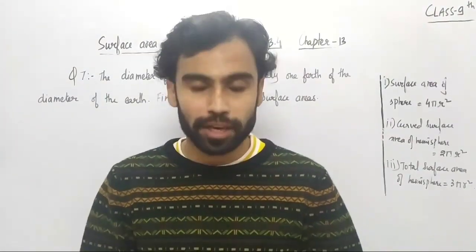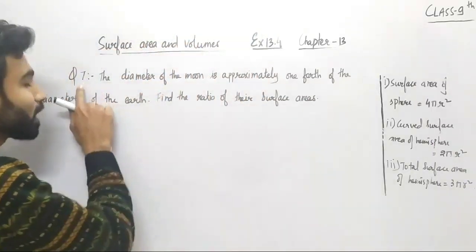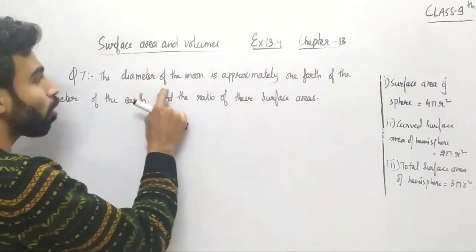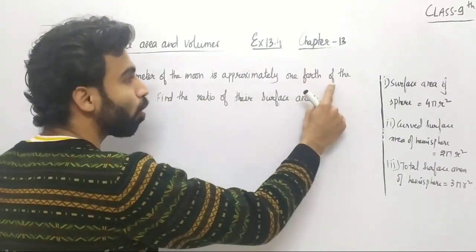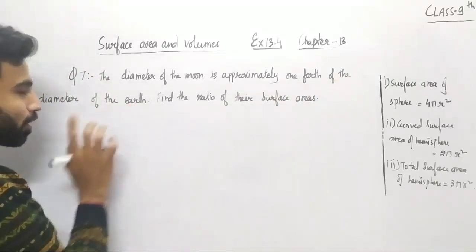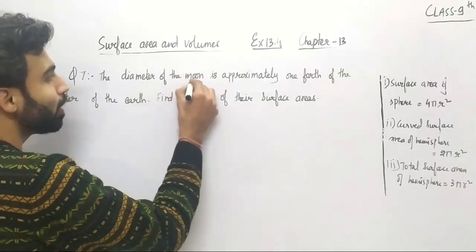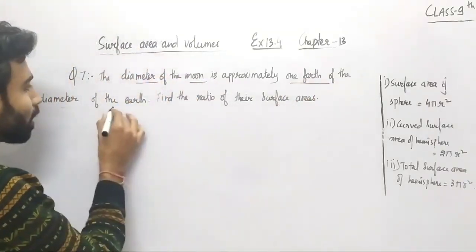So students, let us move on to the next question now. So this time question number 7 is given to us as, you can see the diameter of the moon is approximately 1/4 of the diameter of the earth, right? So जैसा कि यहाँ पे given है कि moon का जो diameter है वो क्या है, 1/4 है किसके diameter के, earth के diameter के.